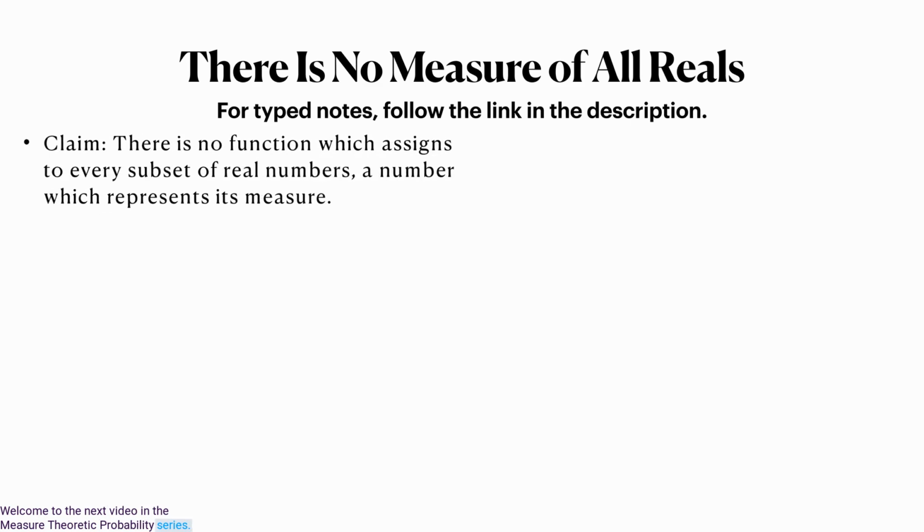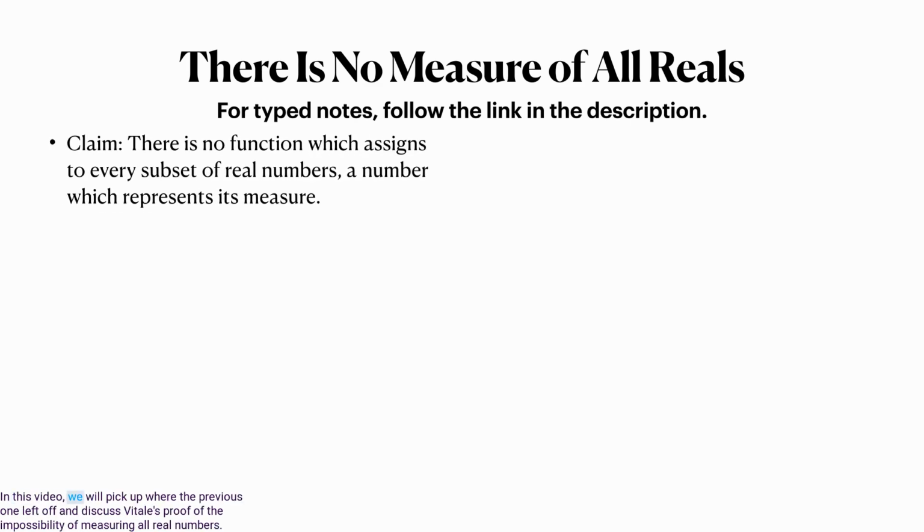Welcome to the next video in the Measure Theoretic Probability series. In this video, we will pick up where the previous one left off and discuss Vitali's proof of the impossibility of measuring all real numbers.